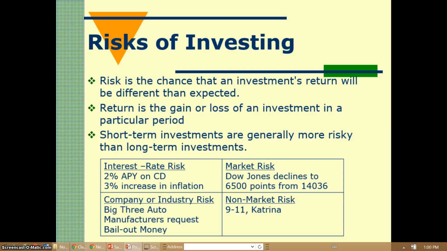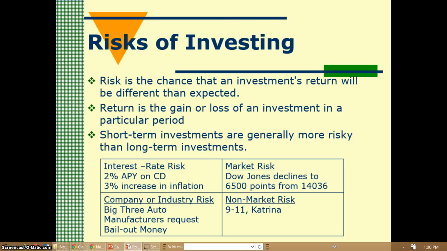You can also have investment risk in just choosing particular companies if you put all your investments in one company or in one particular industry, such as during the Great Recession, the big three auto manufacturers requested a bailout to help them with their finances, and many investors thought that that was not appropriate and sold their shares of stock with their company. And if you were a shareholder, you could have lost some market value.